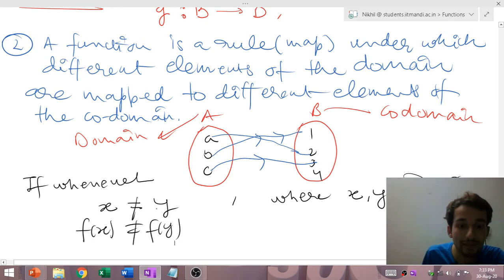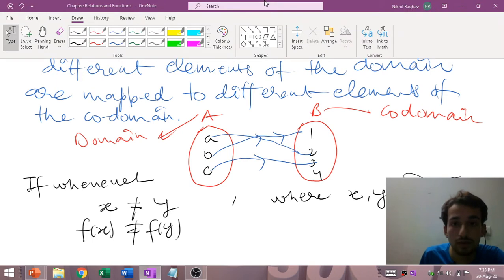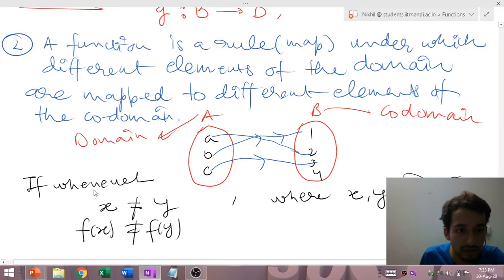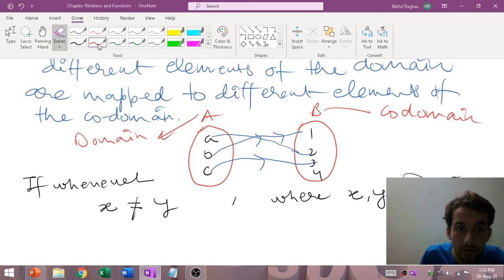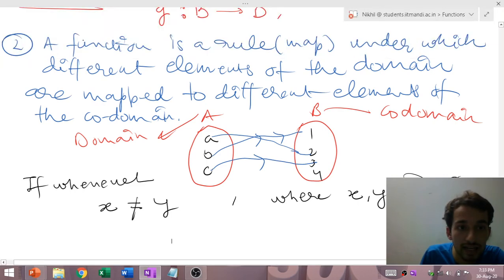What it means basically, you are mapping different elements from the domain to different elements of the codomain. No, it is something different. Let me just note this. No. f(x) can be same as f(y). You see why? It was wrong what I just wrote, because if you try to observe, there is something good which we can make an observation.